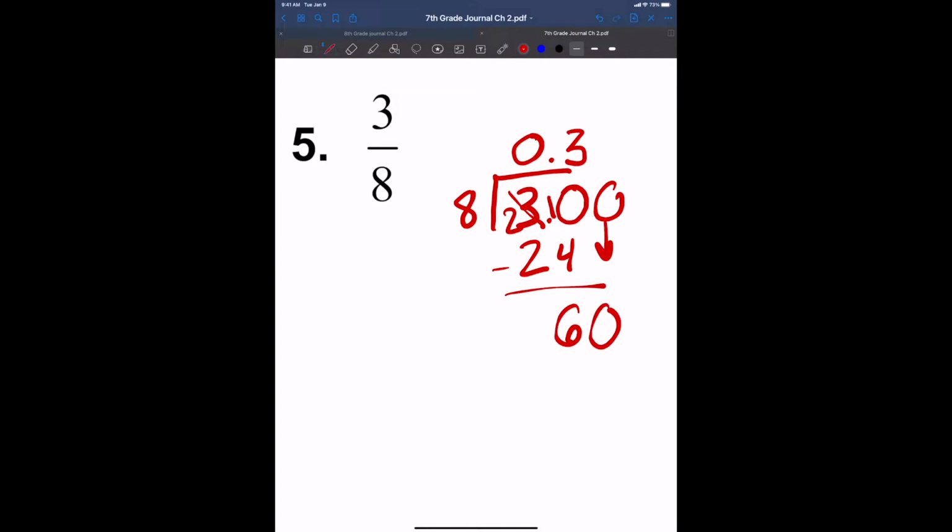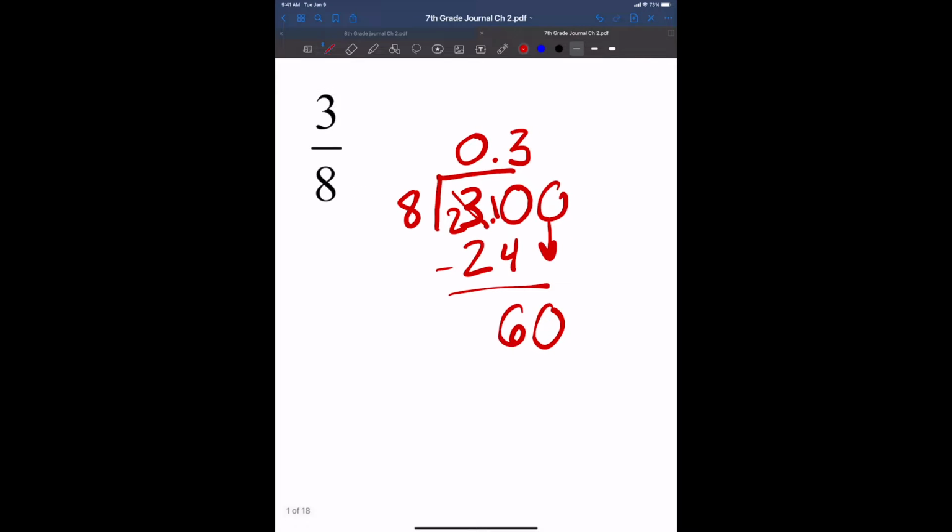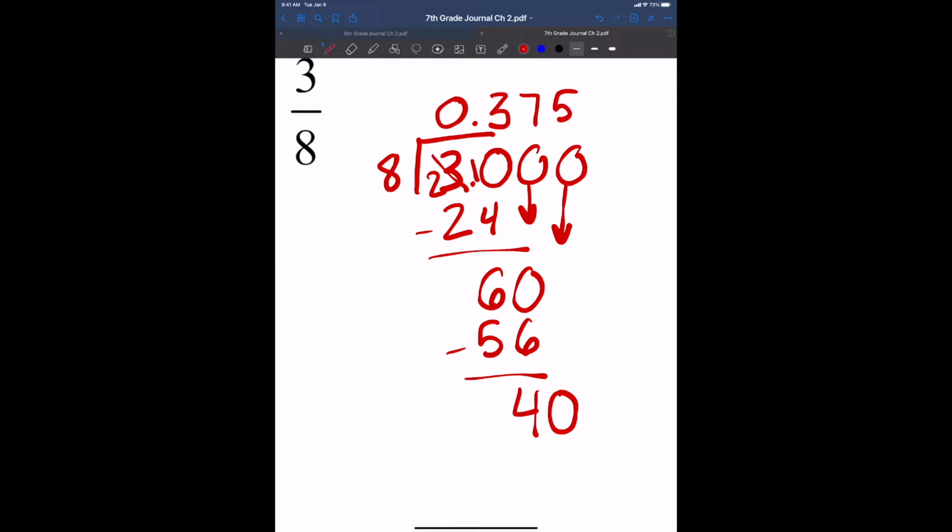Bring down another 0. How many times can 8 go into 60 without going over? 7. 7 times 8 is 56. Subtract that out, you get a 4. Bring down another 0. How many 8s can go into 40? And that worked out perfect, didn't it? Because when you subtract those, it's 0.